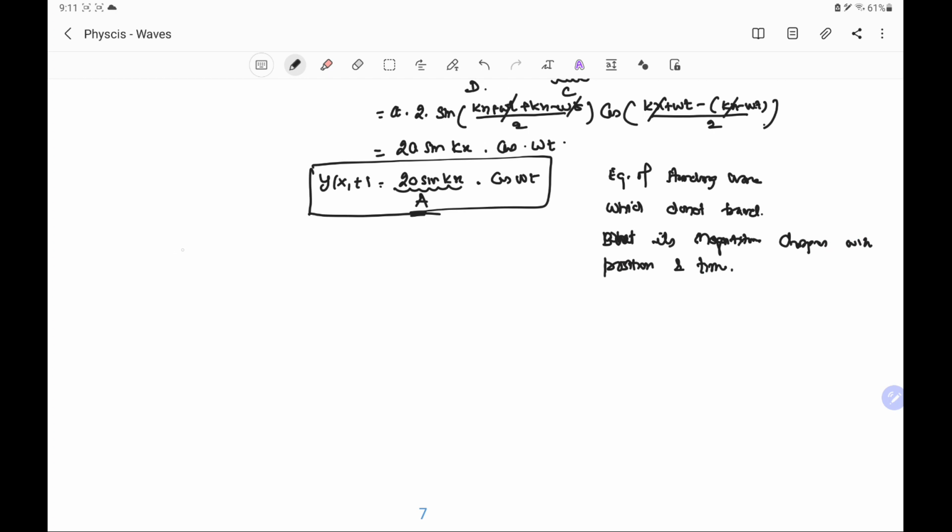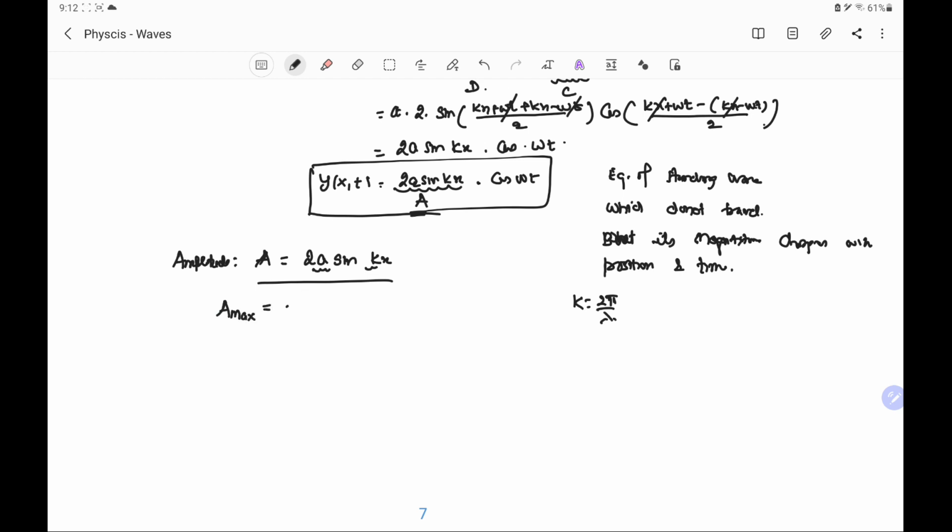So the amplitude of the standing wave is given by A, that is equal to 2a sin kx. Here a is the amplitude of the traveling wave which interferes. K is the propagation constant, written as 2 pi by lambda. From this formula, we can find the maximum amplitude and minimum amplitude.